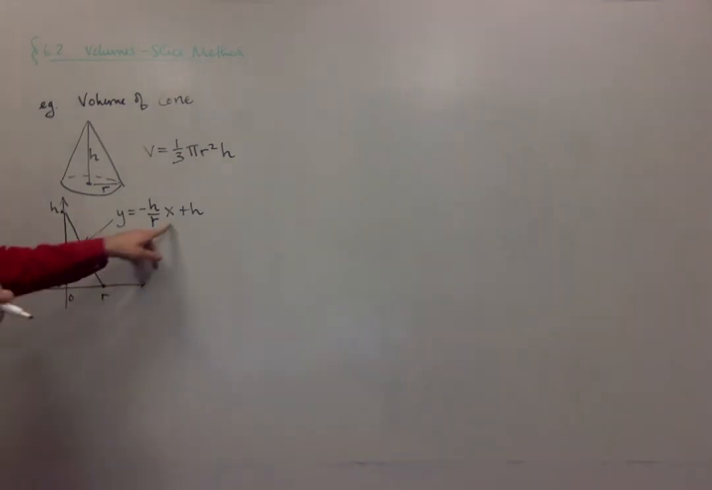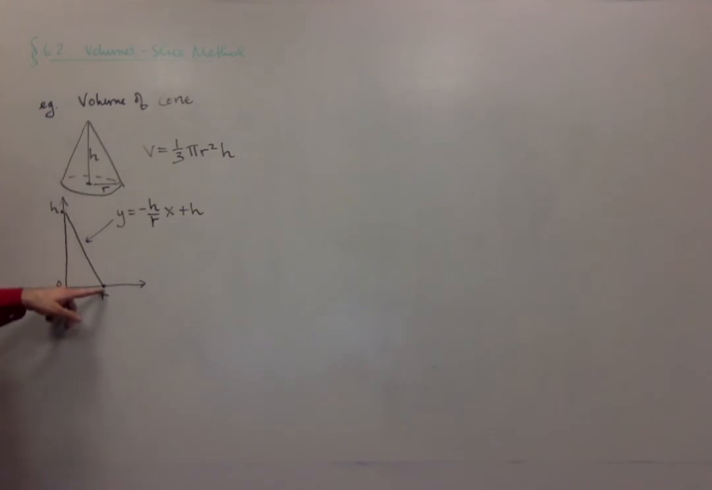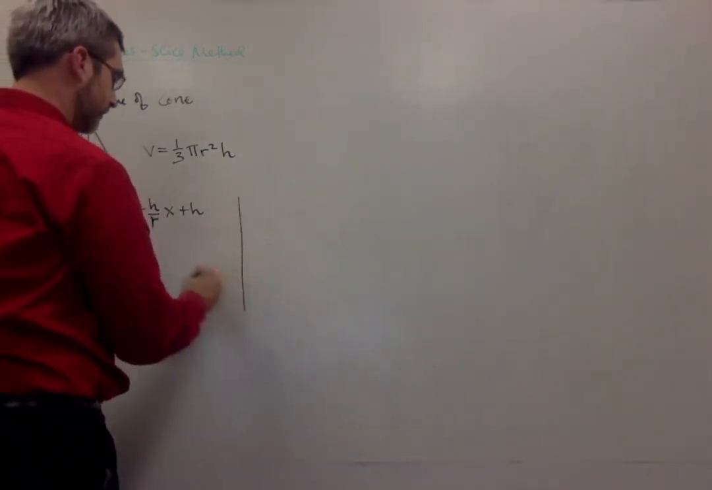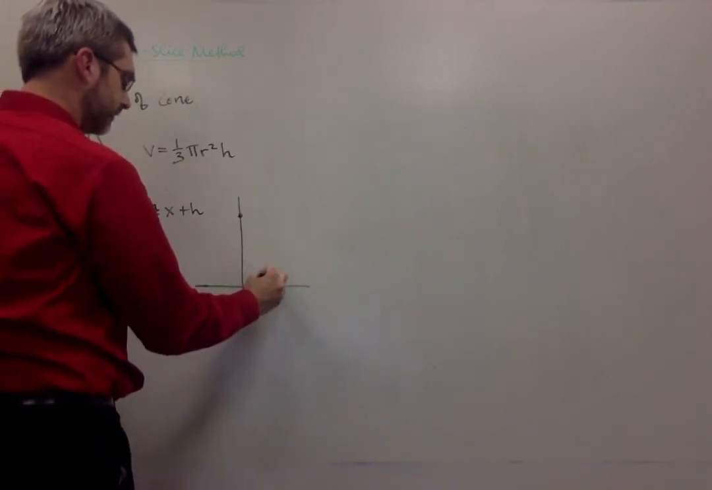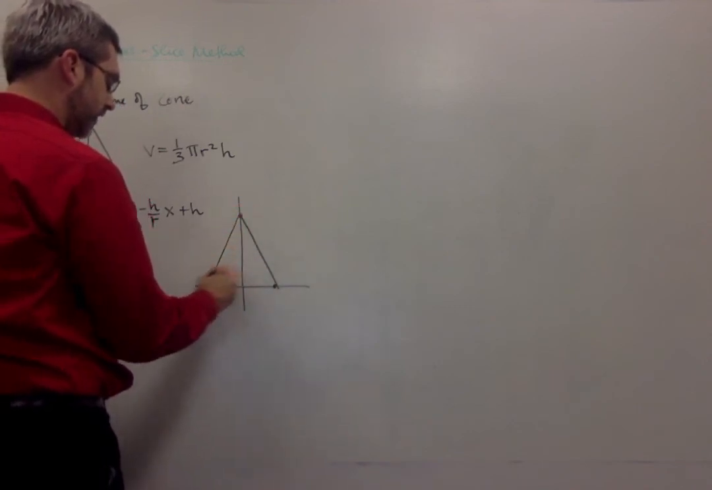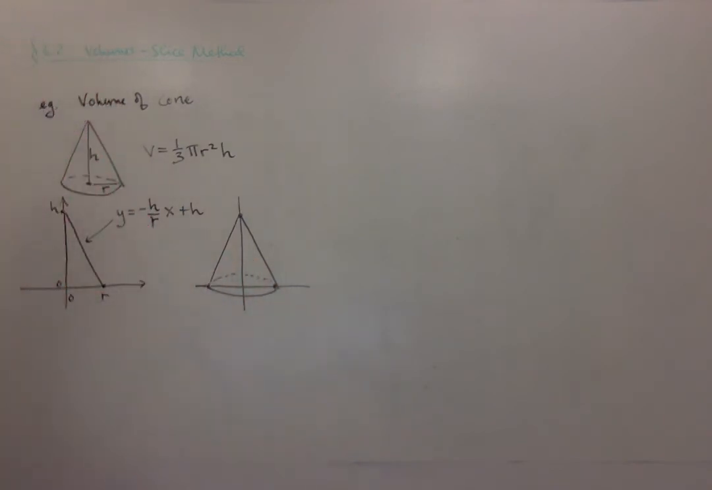Notice that if I were to plug in x equals r, the r's cancel and I get negative h plus h gives me 0, and that's where this is. So that's a good sign. So that's the formula for that line. So what we're going to do now is we're going to rotate that around the y-axis. When we do that, we get something over here, and we're rotating around the y-axis, so it looks a little bit like this. That's our cone that we were expecting.